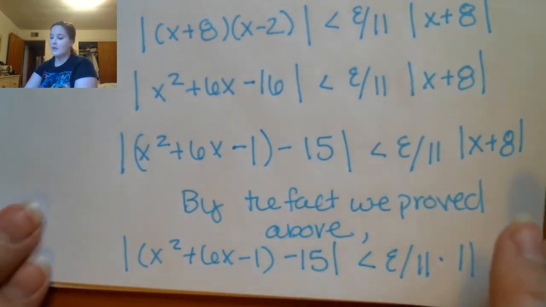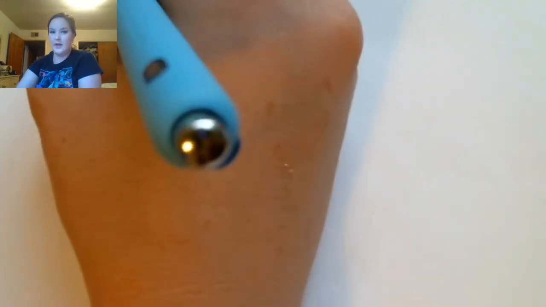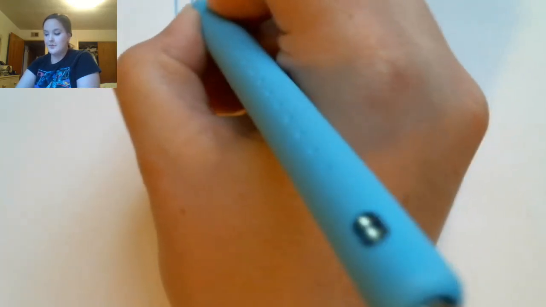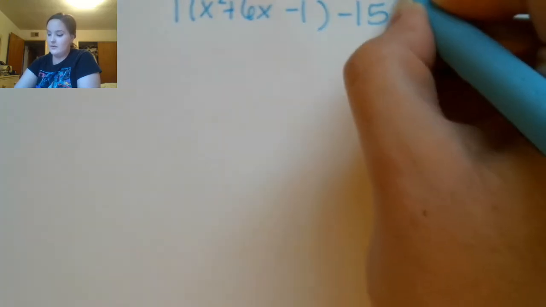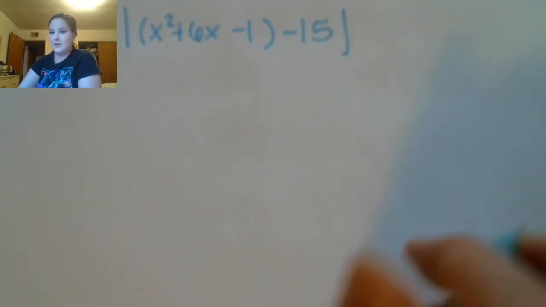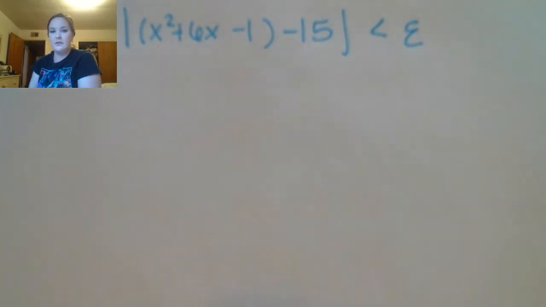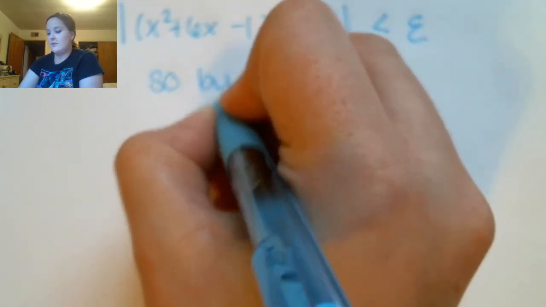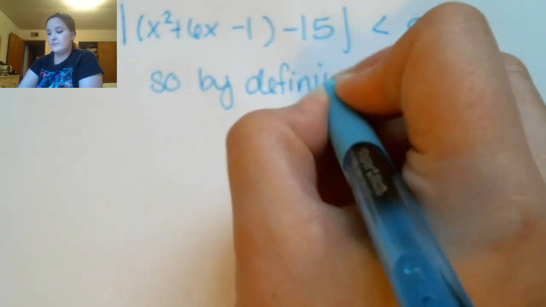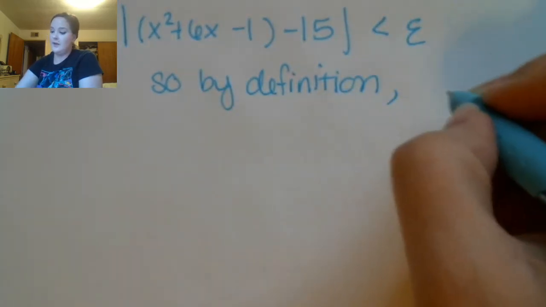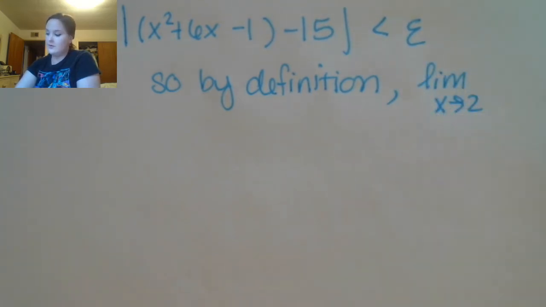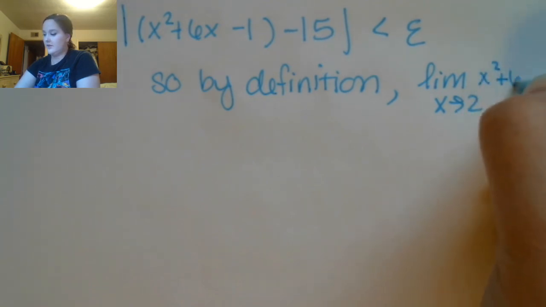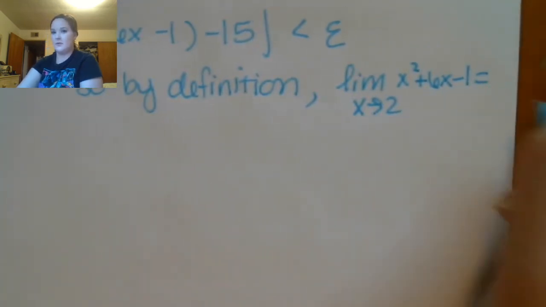And then we're just going to finish and write our conclusion. So we would write absolute value of x squared plus 6x minus 1 minus 15 is less than epsilon. So by definition, the limit as x approaches 2 of x squared plus 6x minus 1 equals 15.